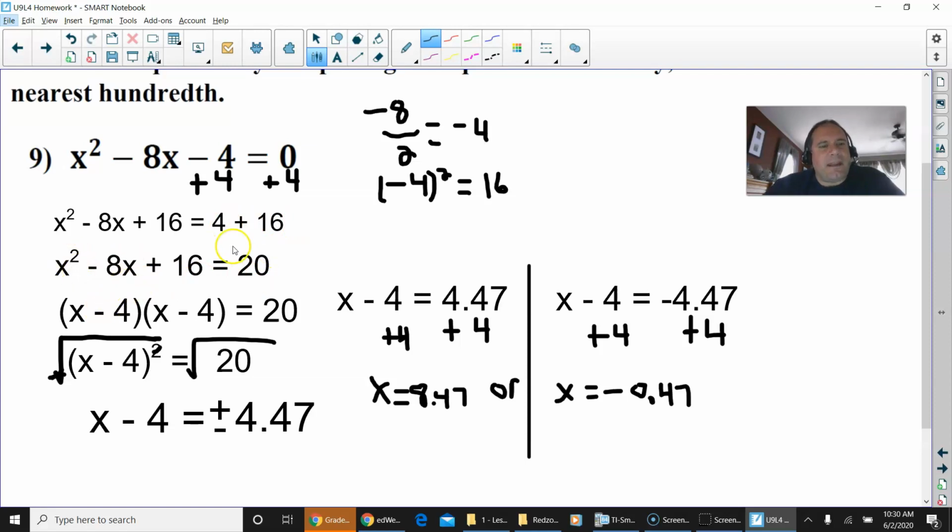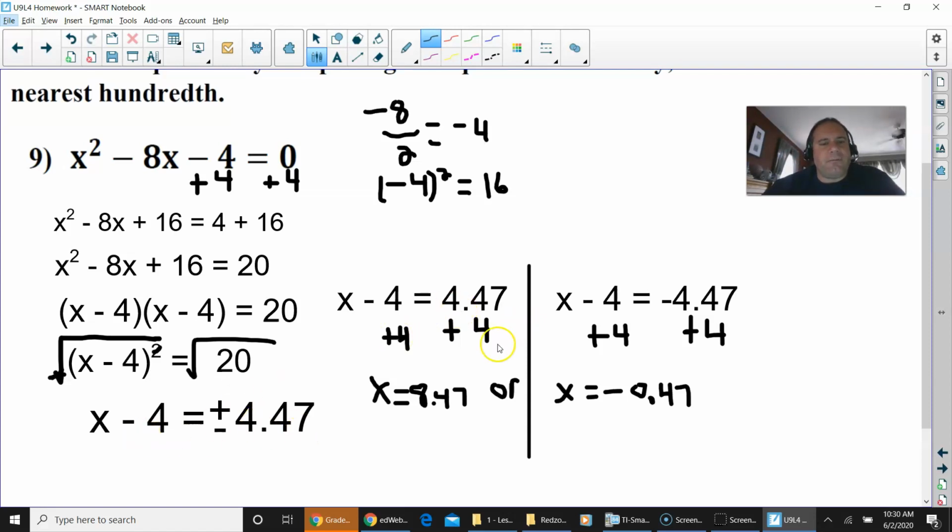I factored the trinomial to x minus 4 times x minus 4, and that's because negative 4 times negative 4 equals positive 16, and negative 4 plus negative 4 equals negative 8. Now that equals 20. Square root both sides, and you get square root of 20. Square root of 20 is 4.47 to be exact, 4.47213. So it rounds to the nearest hundredth, 4.47.